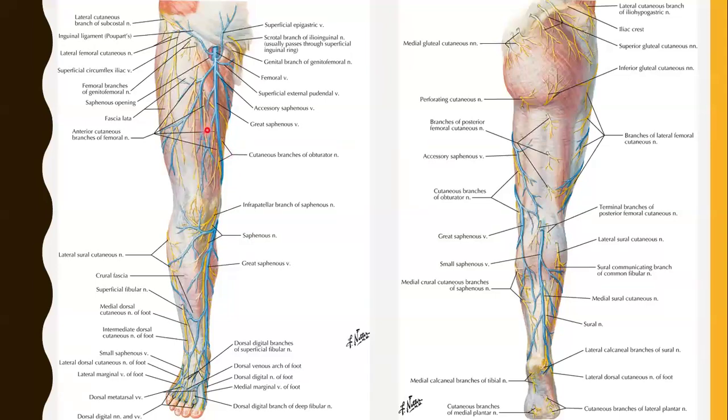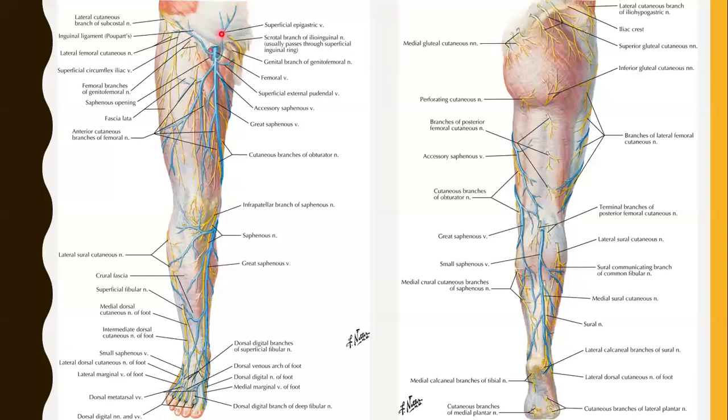Some of the named tributaries of the great saphenous vein are these ones just before the vein terminates at the femoral vein. The junction between the great saphenous vein and the femoral vein is otherwise known as the saphenofemoral junction. Near the saphenofemoral junction, there are some superficial veins that join the great saphenous vein. We have the superficial external pudendal vein, which drains the external genitalia.